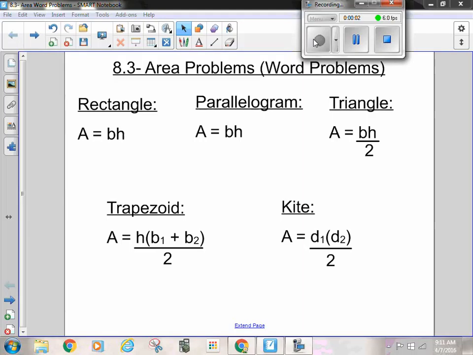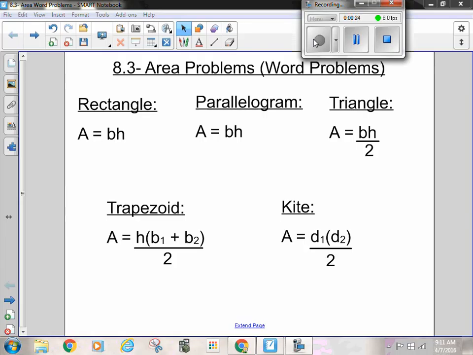All right, ladies and gentlemen, 8.3 is on area problems, and these are word problems. So far we've only learned 5 formulas. Rectangle is base times height. Parallelogram is base times height. Remember that sometimes the height is going to be outside of the parallelogram, so it's whatever's perpendicular to the base. Triangle is base times height divided by 2.